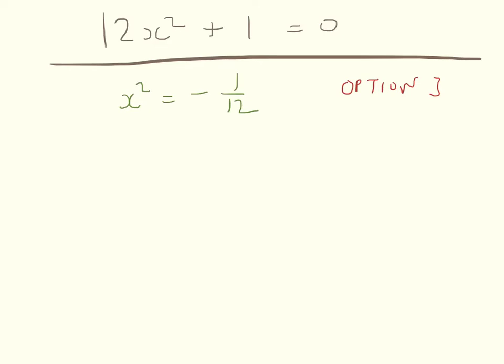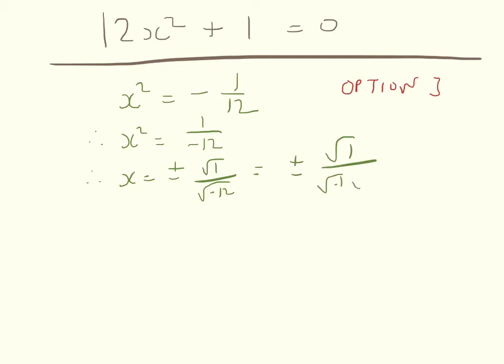I don't know why you'd want to do this, but in case you did, x squared, we're now thinking of it as the fraction 1 over minus 12. So if we take the square root, we're going to get x equals plus or minus the square root of 1 over the square root of minus 12, which is plus or minus the square root of 1 over the square root of minus 1 times the square root of 12. So that's plus or minus 1 over i times 2 root 3.